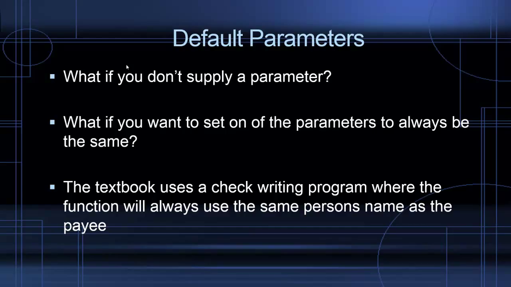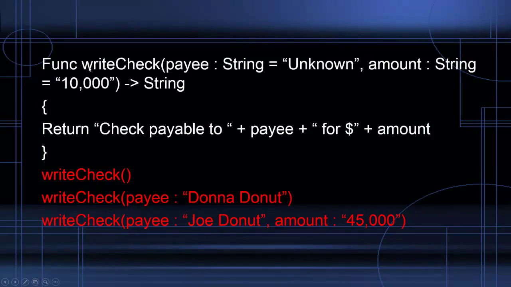Alright, so what if you don't know what the parameter is going to be? What if I don't supply a parameter? What if you want to set one of the parameters to always be the same? The textbook uses a check writing program where the function will always use the same person's name as the payee, and that starts on page 99. So if a user does not supply a parameter, what parameter do you want to display? That's a default parameter. So here's an example.